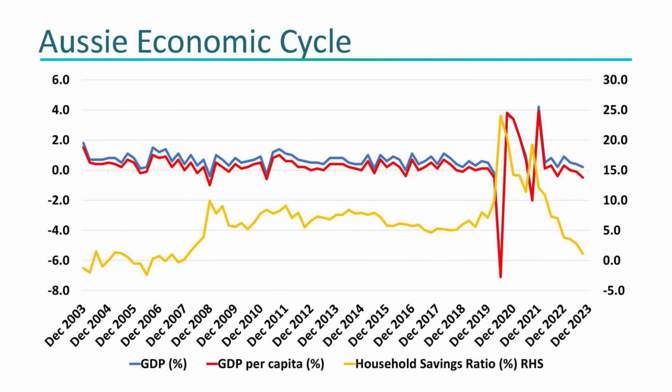Now, on the economy. Interesting thematic. The blue line is your GDP growth rate. The red line is your GDP per capita. Now, that always leads the cycle.